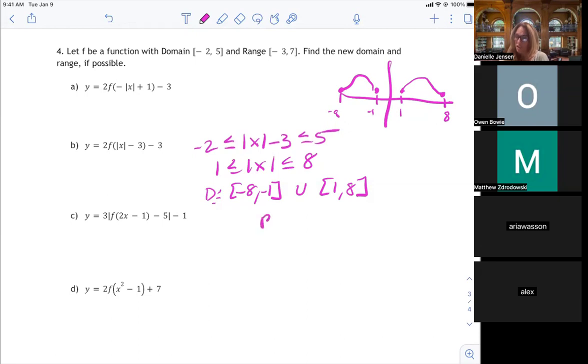And then the range, we didn't lose anything. So we're going to multiply the original range by 2 and subtract 3. So -6 to 14 and then subtract 3. So this should be -9 to 11.